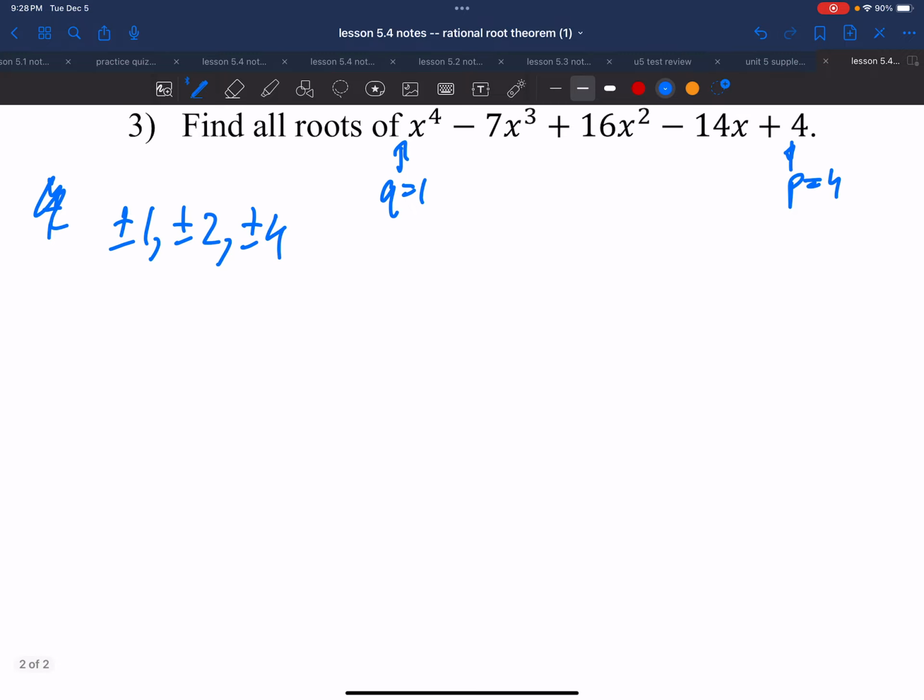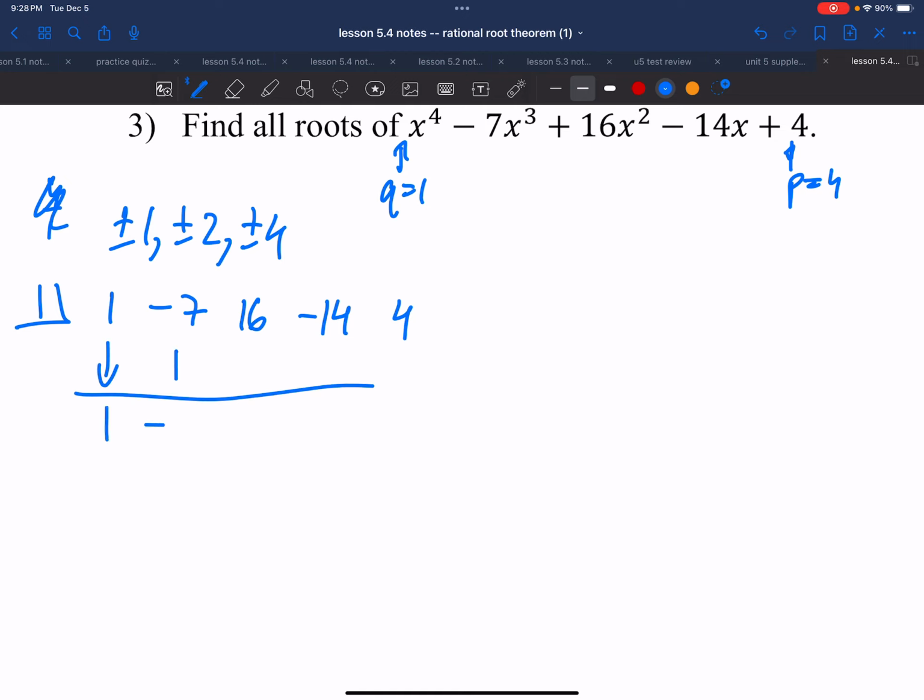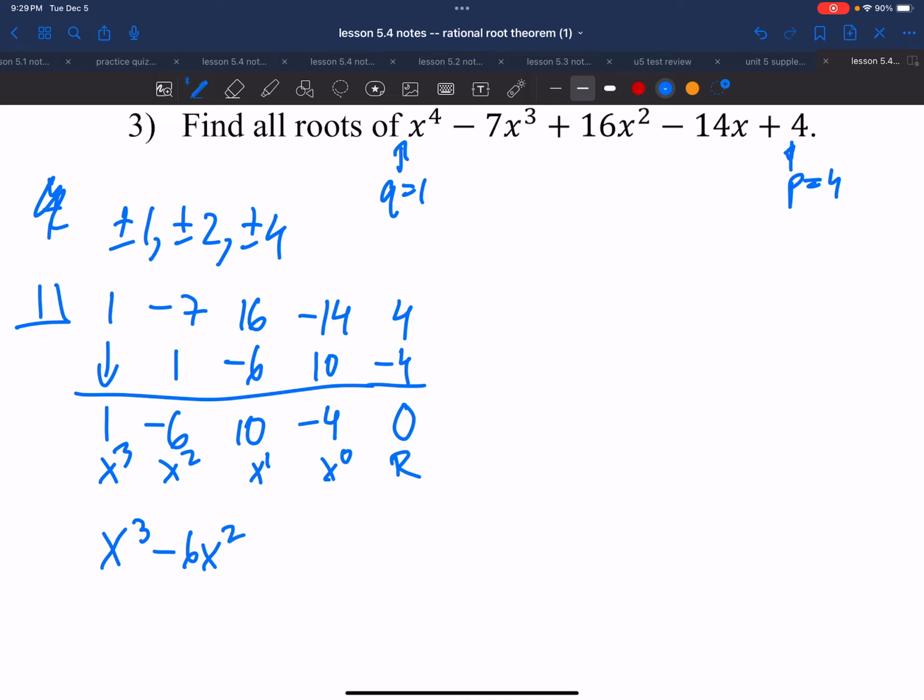So let's not make the same mistake Mr. Spank made. Let's test 1 to start off with. And the coefficients are 1, -7, 16, -14, and 4. We'll use synthetic division. Drop the 1. 1 times 1 is 1. Add that, that's -6. And add this here, that's 10. 10 times 1 is 10. That's -4. Oh my gosh. Listen to your gut, huh? So this is, remember, the remainder. That's x to the 0, x to the 1, x squared, x cubed. So I got x cubed minus 6x squared plus 10x minus 4.